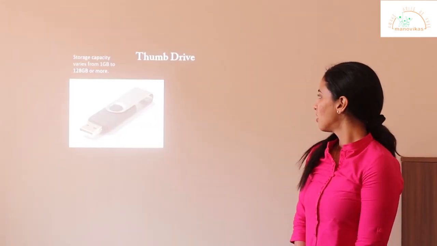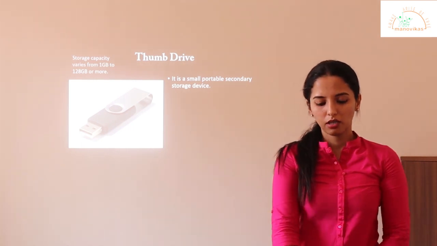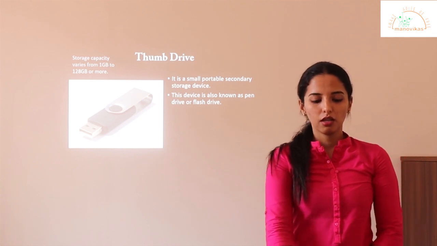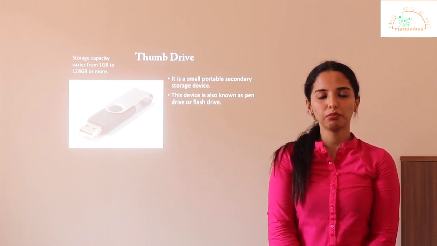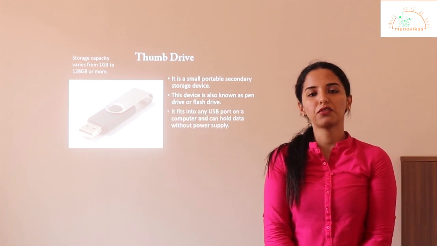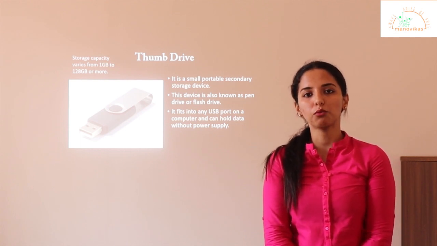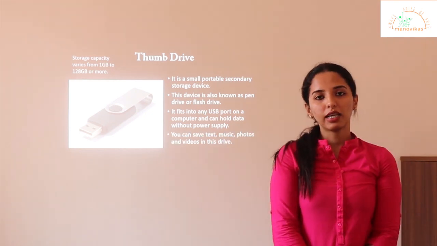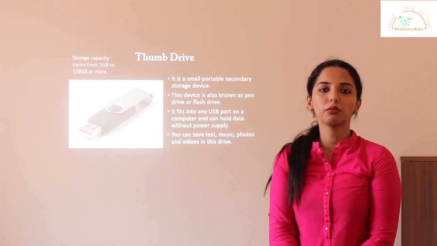Thumb drive. Thumb drive is a small portable secondary storage device. It's also known as a pen drive or a flash drive. The storage capacity of a pen drive varies from 128 GB and even more. This pen drive or a flash drive fits into any USB port of a computer and it can hold data without a power supply. We can save text, pictures, videos, games on the pen drive.